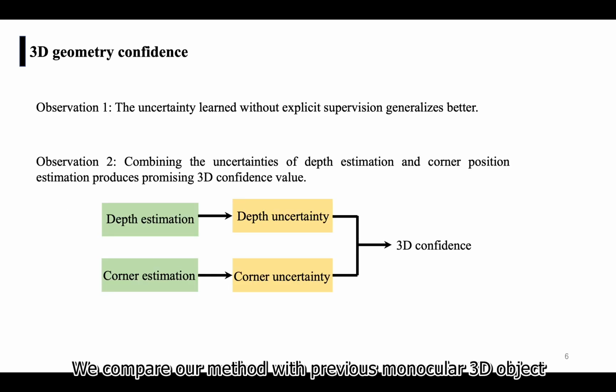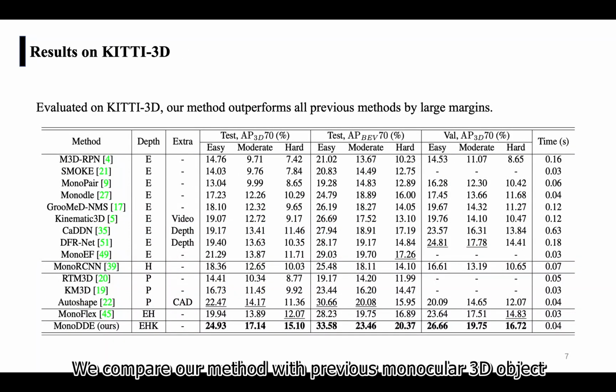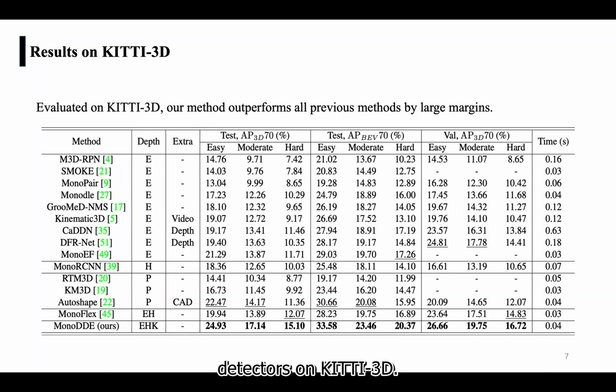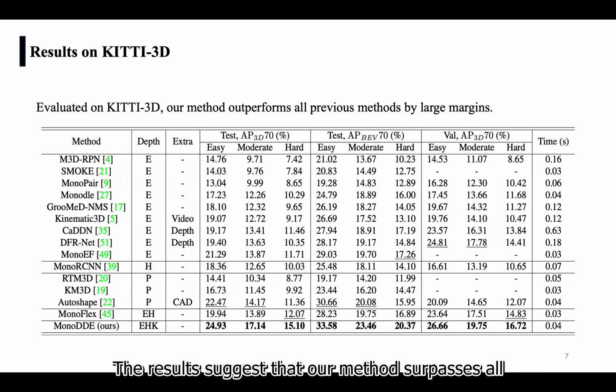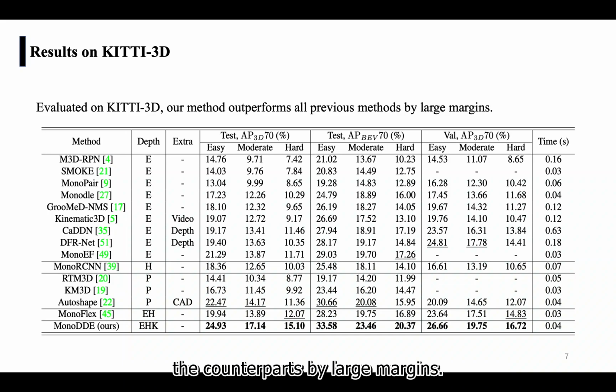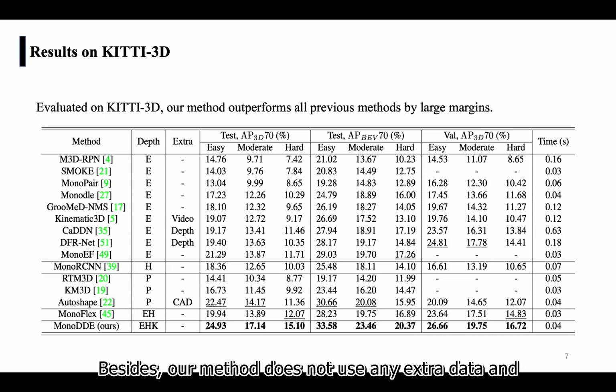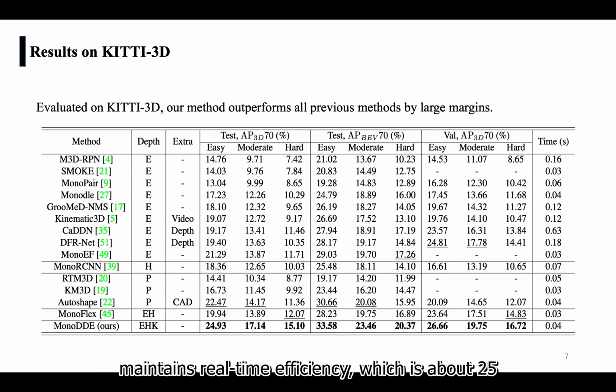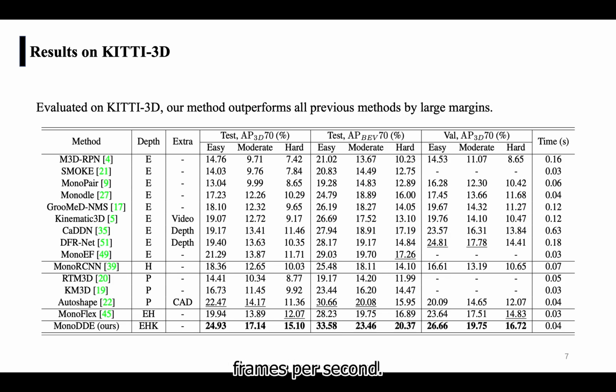We compare our method with the previous monocular 3D object detectors on KITTI 3D. The results suggest that our method surpasses all the counterparts by large margins. For the car class in the KITTI 3D testing set, our method obtains AP3D 70 scores of 70.14 for the moderate level. Besides, our method doesn't use any extra data and maintains real-time efficiency, which is about 25 frames per second.